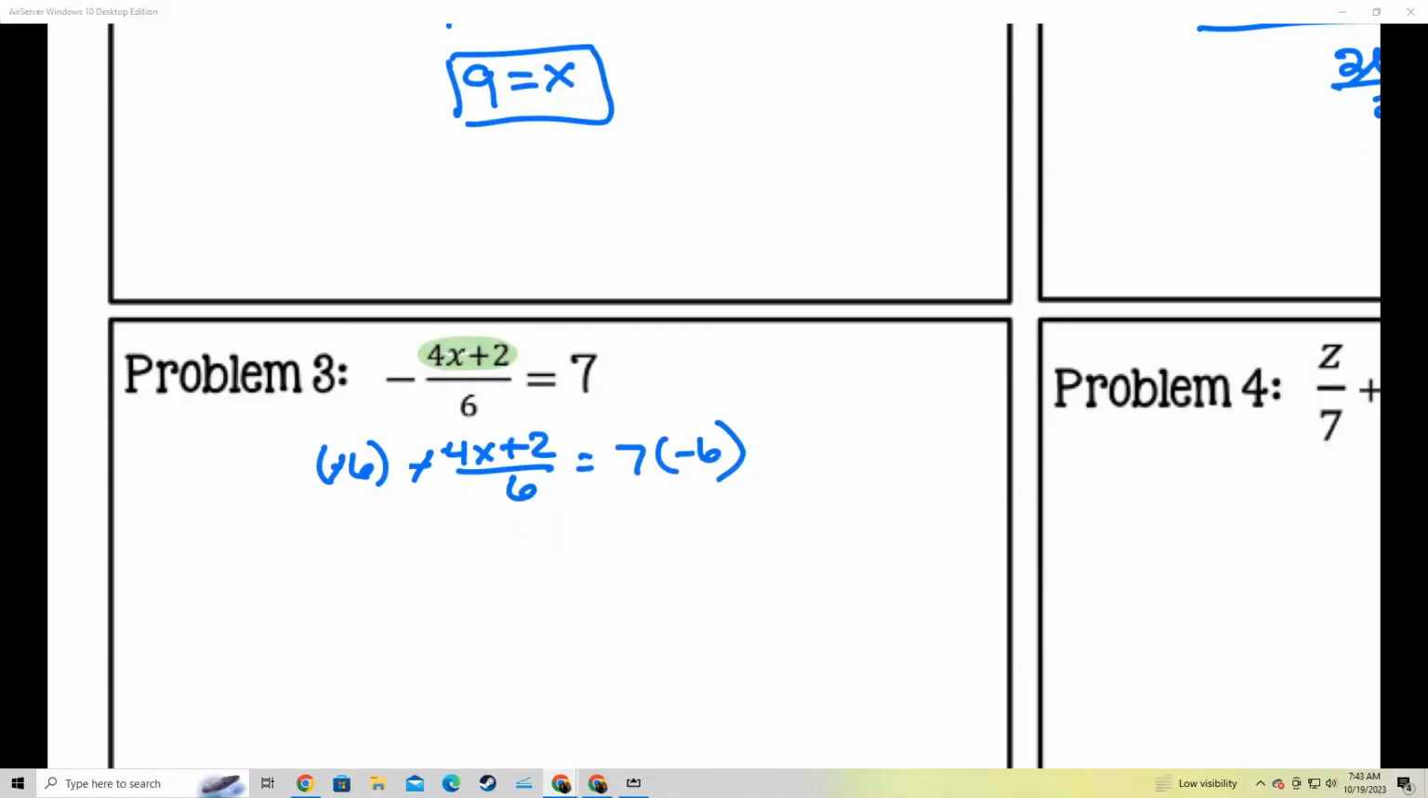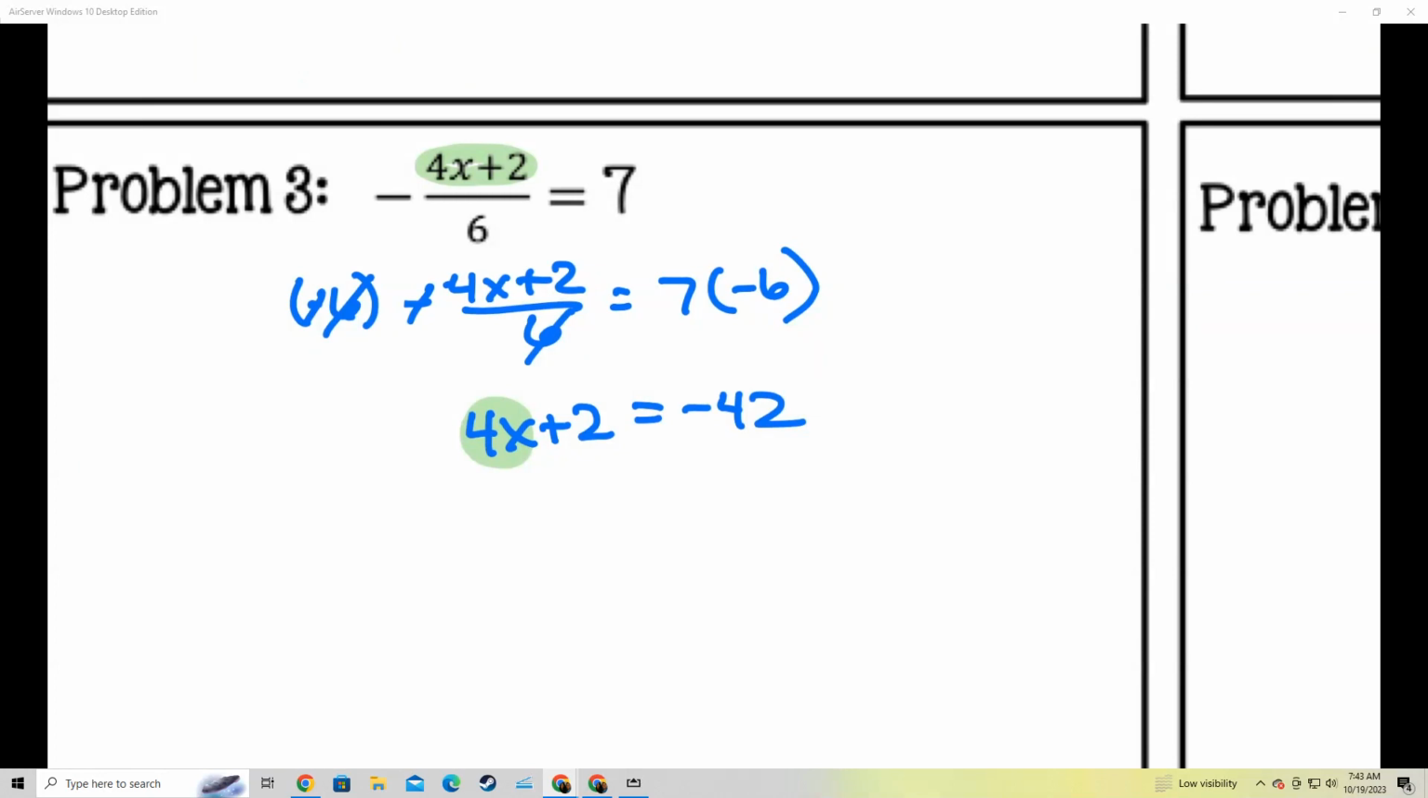These negatives are going to cancel. These 6's are going to cancel. I'm left with 4x plus 2 is equal to -42. Now it's just a two-step equation. I'm going to isolate the term that has the variable in it, so I'm going to get this 4x by itself. Right now I realize that that 4x is being added by 2, so I'm going to subtract 2 on each side to do the opposite and get rid of the plus 2. I get 4x is equal to -44.